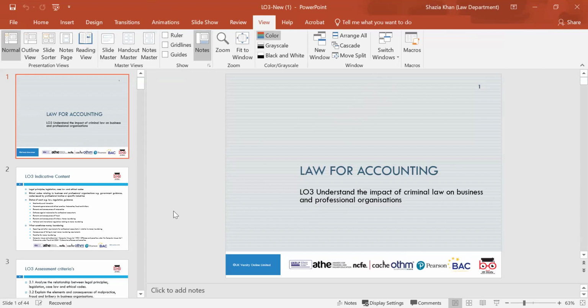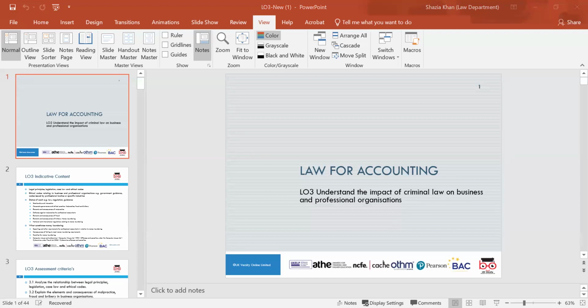And we're going to be doing Learning Outcome 3 today in regards to the impact of criminal law on businesses and professional organisations. Before we go on to Learning Outcome 3, I just want to give you a summary of what we did in the last session, which was Learning Outcome 2.